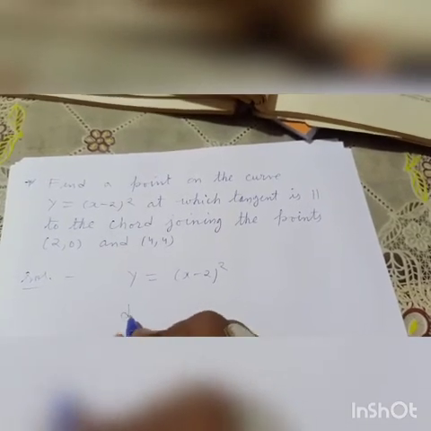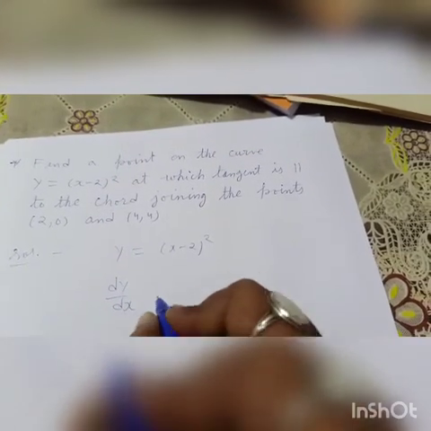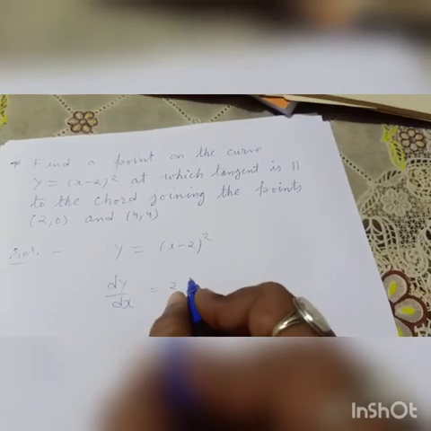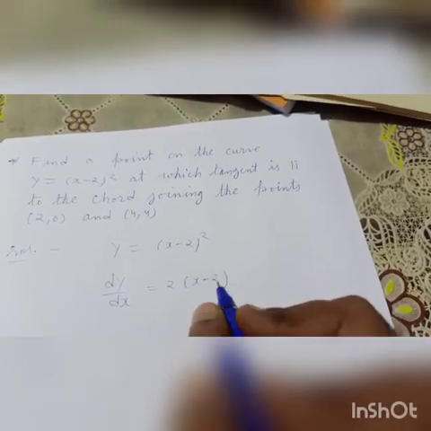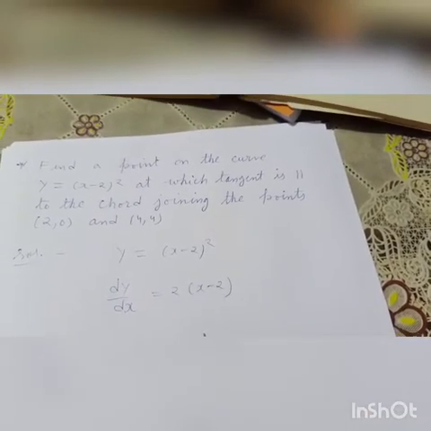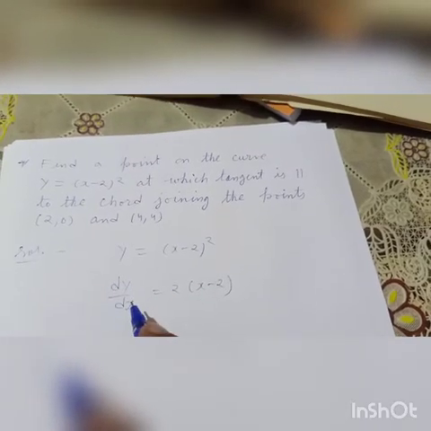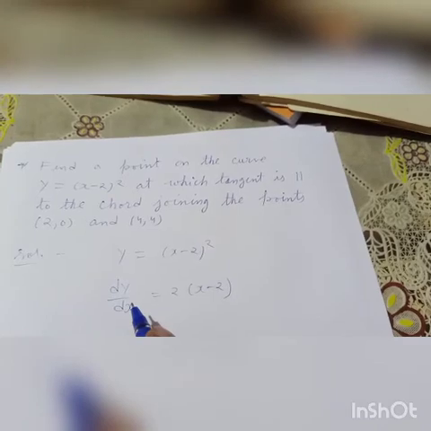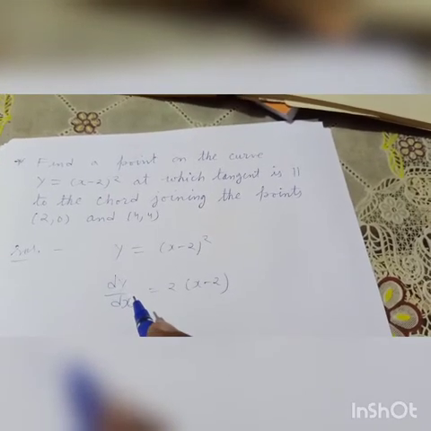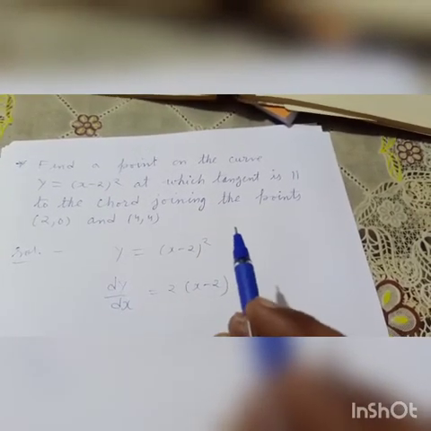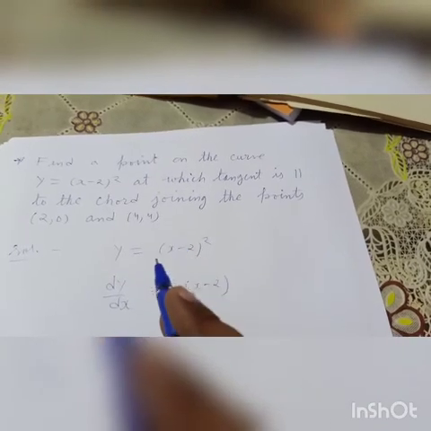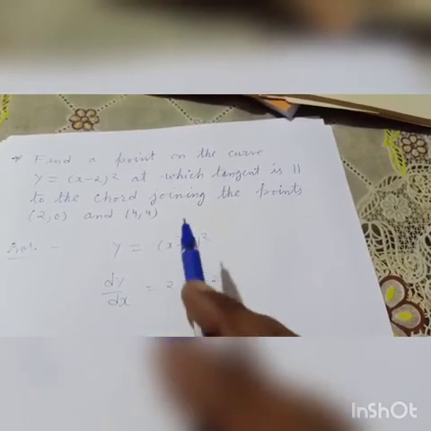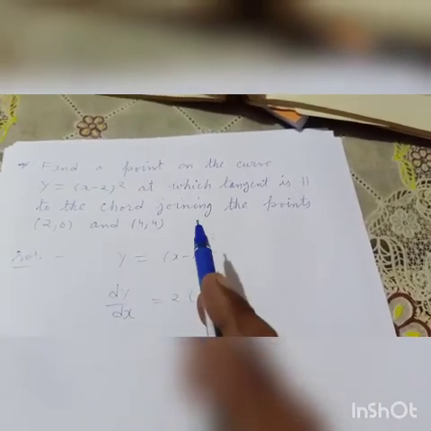So we find dy by dx. dy by dx equal to 2(x minus 2). This is the derivative of y. Now this is the slope of the tangent at point (x, y). Since the tangent is parallel to the chord joining these 2 points, this slope will be equal to the slope of the chord joining these 2 points.